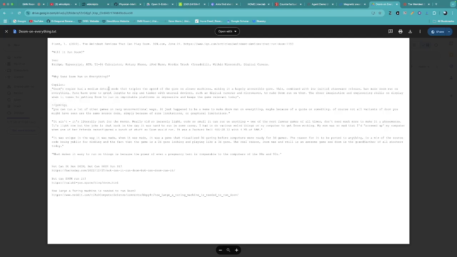Copilot's answer is that Doom's engine has a medium detail mode that triples the speed of the game on slower machines, making it a hugely accessible game. Combined with its internet shareware release, this has made Doom run on everything. Fans have gone to great lengths to rig and tinker with unusual devices, such as digital cameras and microwaves, to make Doom run on them. The sheer imagination and engineering skill on display is impressive and keeps the game relevant today.